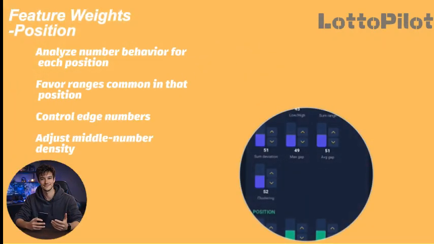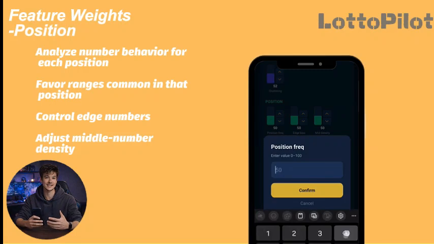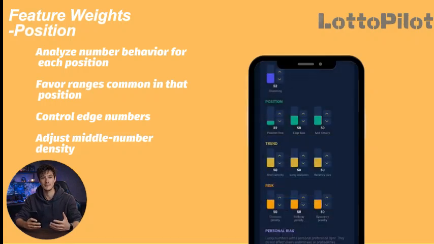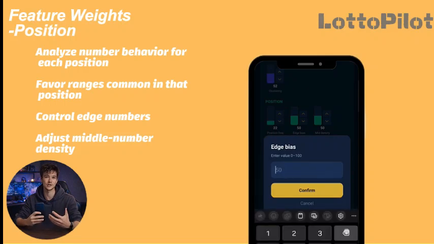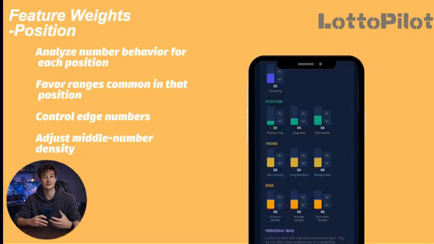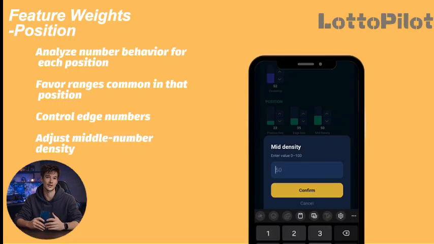Next is position. This category analyzes how numbers historically behave in different draw positions. The position frequency weight biases the model toward number ranges that commonly appear in specific positions. Edge bias controls whether the system prefers numbers near the edges of the range, such as very small numbers or very large numbers. And mid-density adjusts how often numbers from the middle range appear in generated picks.